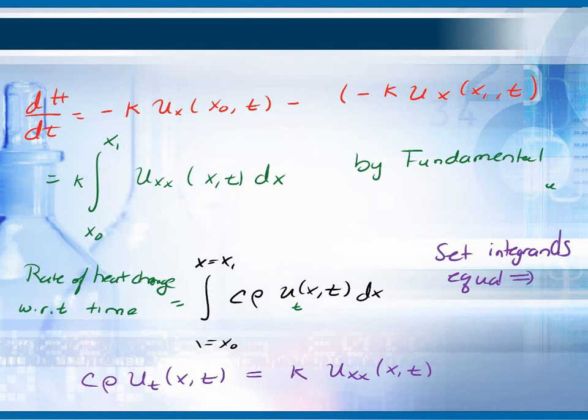So we have now two expressions for dH/dt. We have the expression where we have this thing in the integrand with a double derivative of u with respect to x, and we also have a rate of heat change with respect to time from earlier written down this way. Set the integrands equal, and what do you get? You get the heat equation.